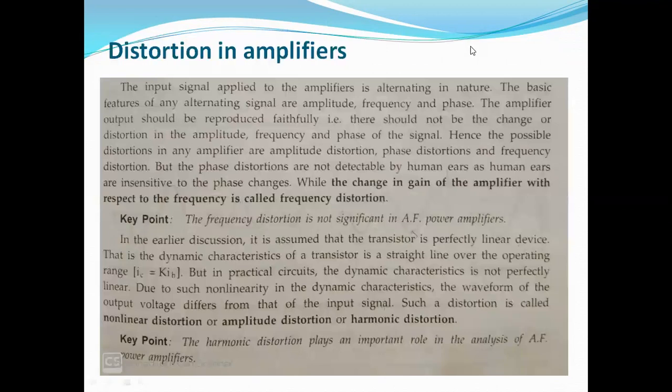Now we will see distortion in amplifiers. Normally, for amplifiers, we are giving some AC signal. That is, we are giving some input signal which is alternating in nature. We can apply some sinusoidal waveform. The basic features of any alternating signal, that is an AC signal, are amplitude, frequency, and phase. So these are the main characteristics of an AC signal.